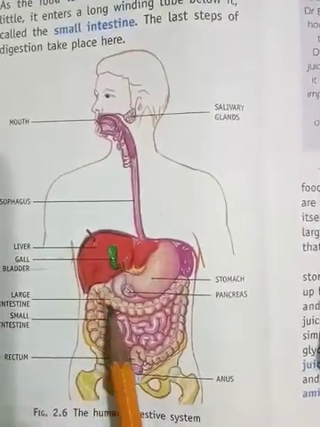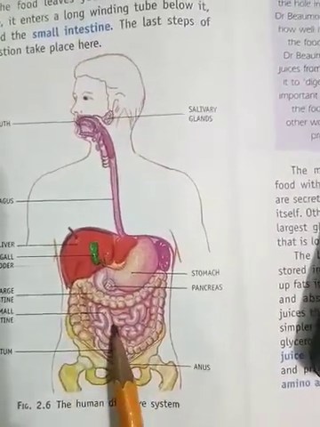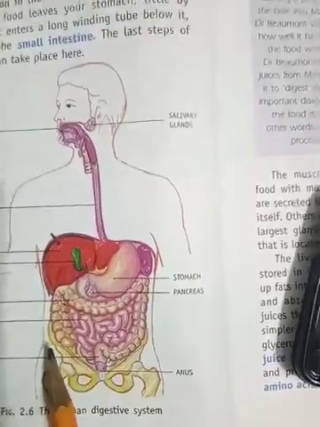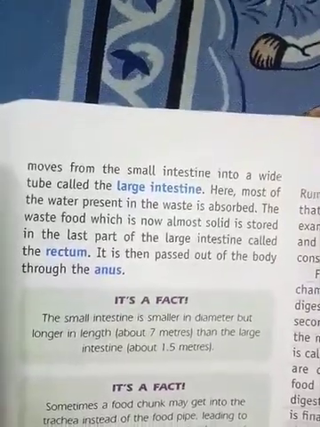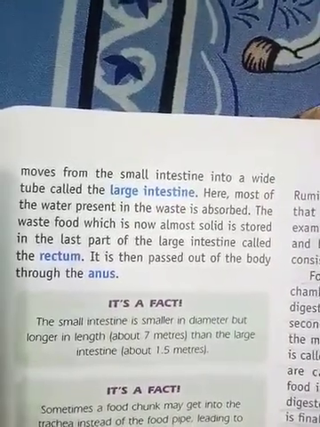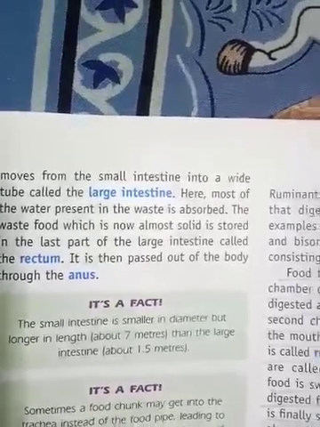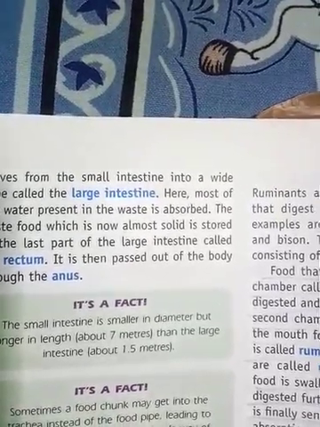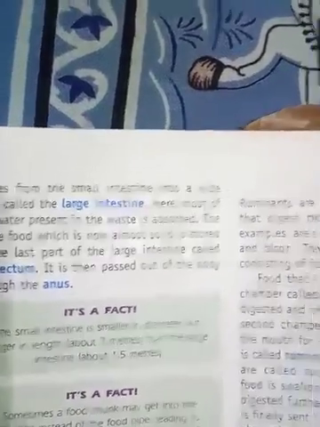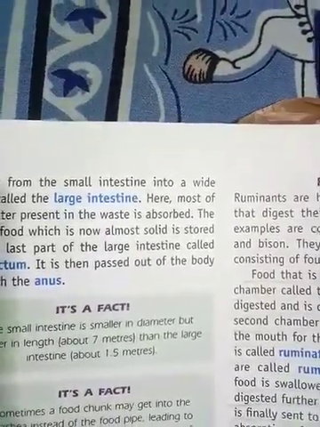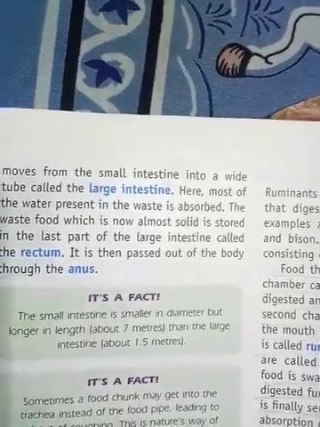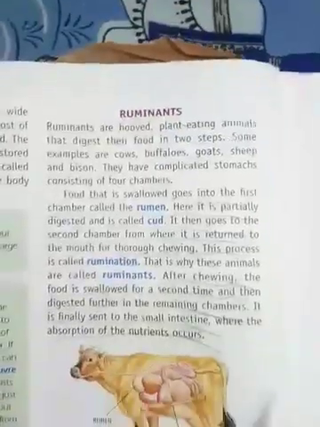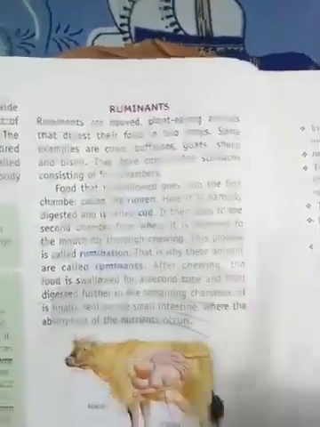The large intestine is wider and shorter than the small intestine. It is about 1.5 meters in length. Its function is to absorb water and some salts from the undigested food material. The remaining waste passes into the rectum and remains there as semi-solid feces. The fecal matter is removed through the anus from time to time. This is called egestion. Now let us learn about ruminants.